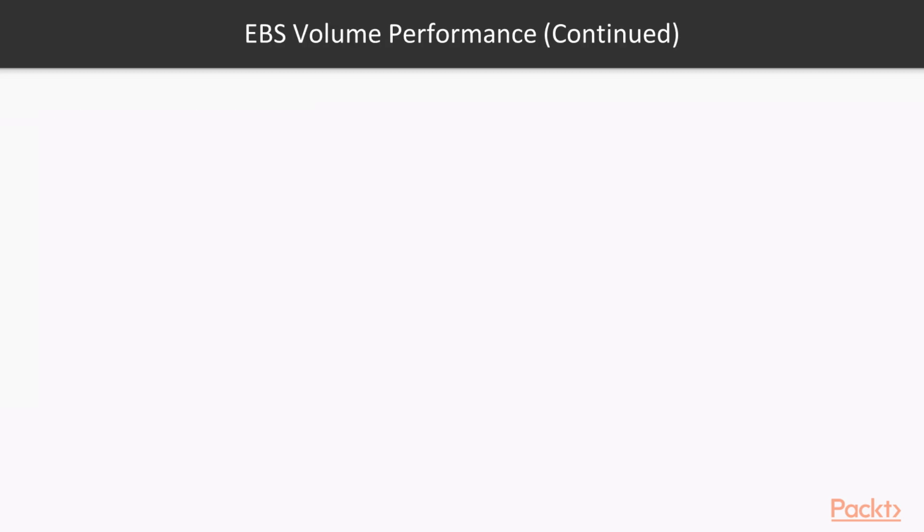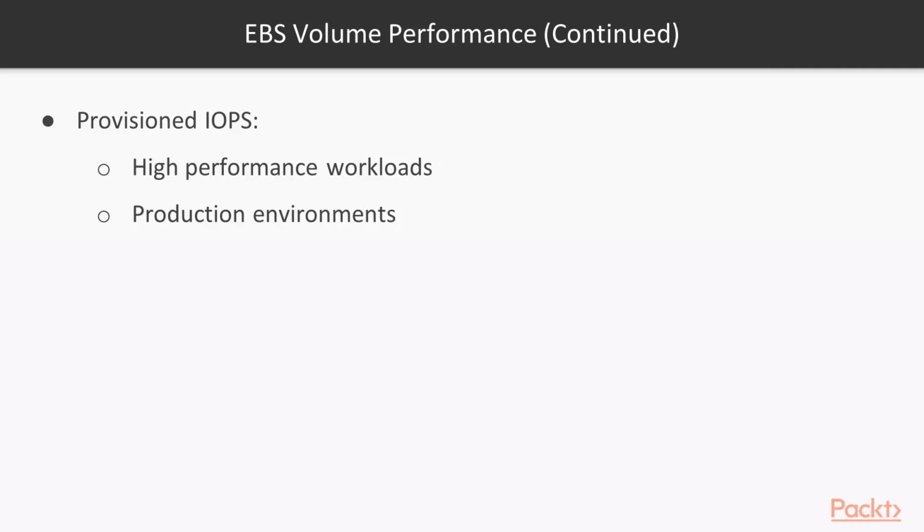Now next we have provisioned IOPS. This is used for high performance workloads. Generally, if you have workloads in production environments, then you would consider using provisioned IOPS.